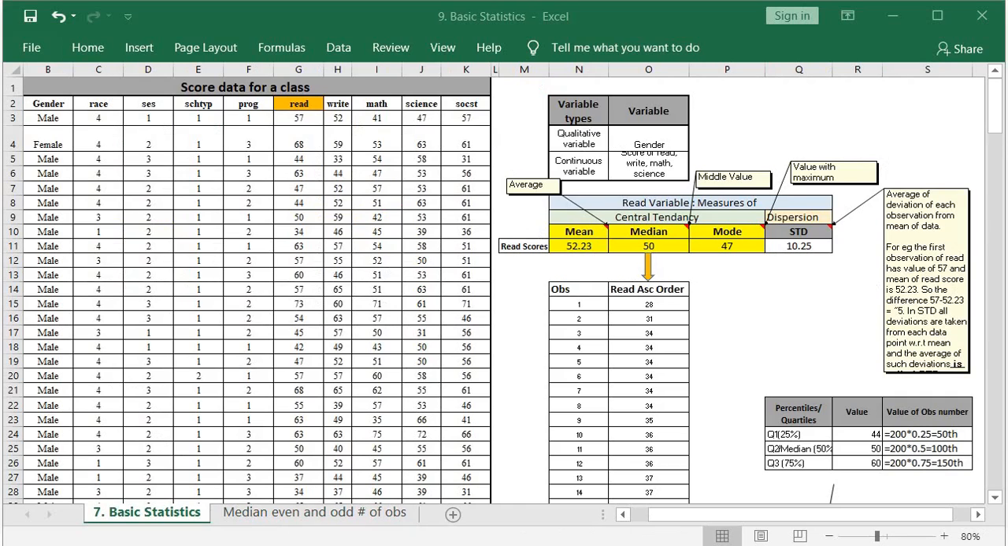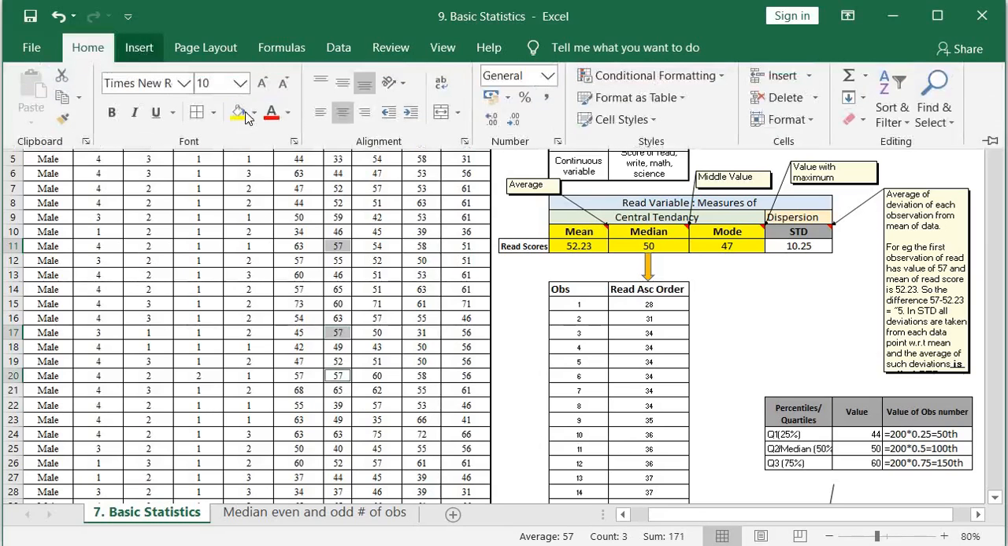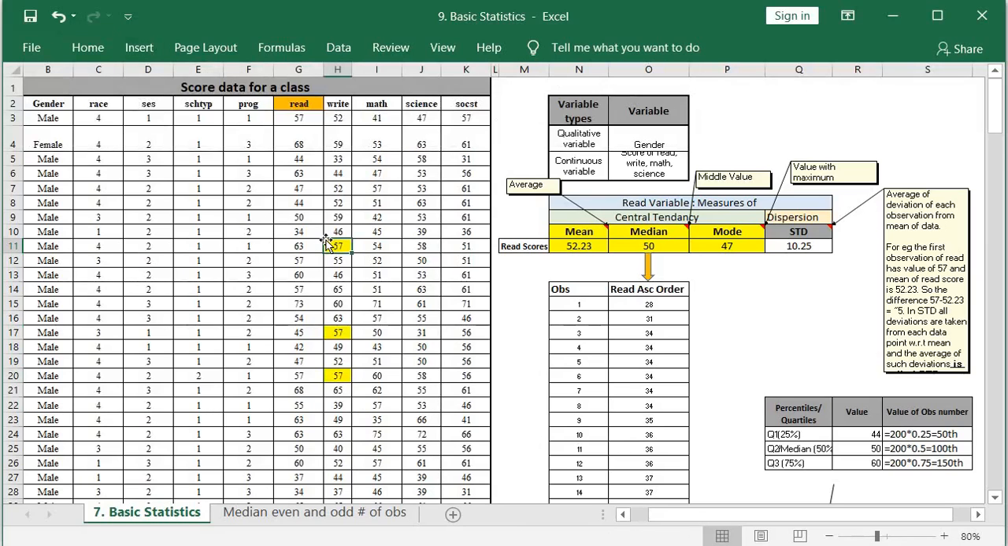Now let's talk about mode. Mode is the most frequent observation in the data. The observation which occurs the maximum number of times. At a glance, we can see that the 57 score is being achieved by multiple students. The observation which would have maximum replication would be the mode. In this data, the mode is coming out to be 47.